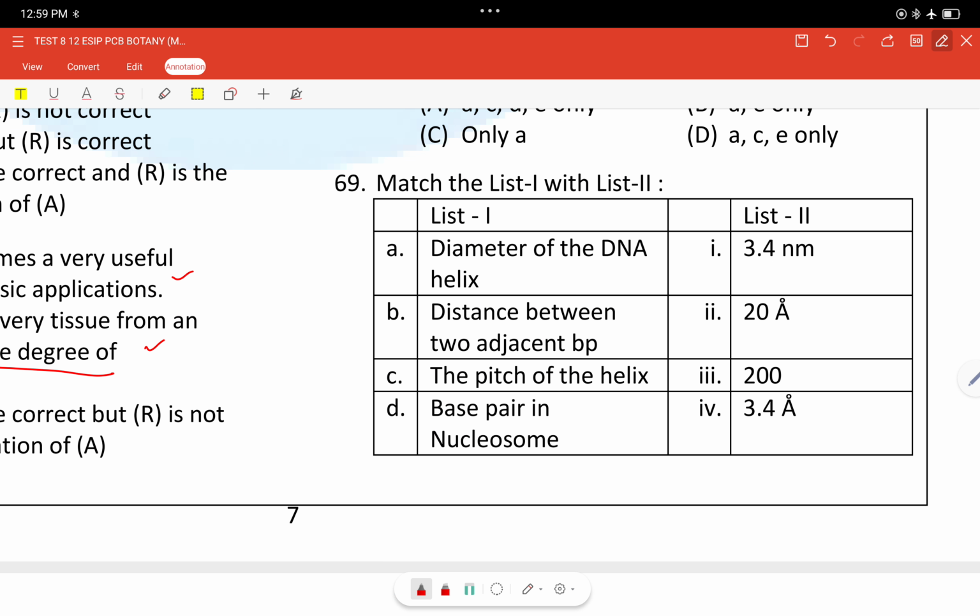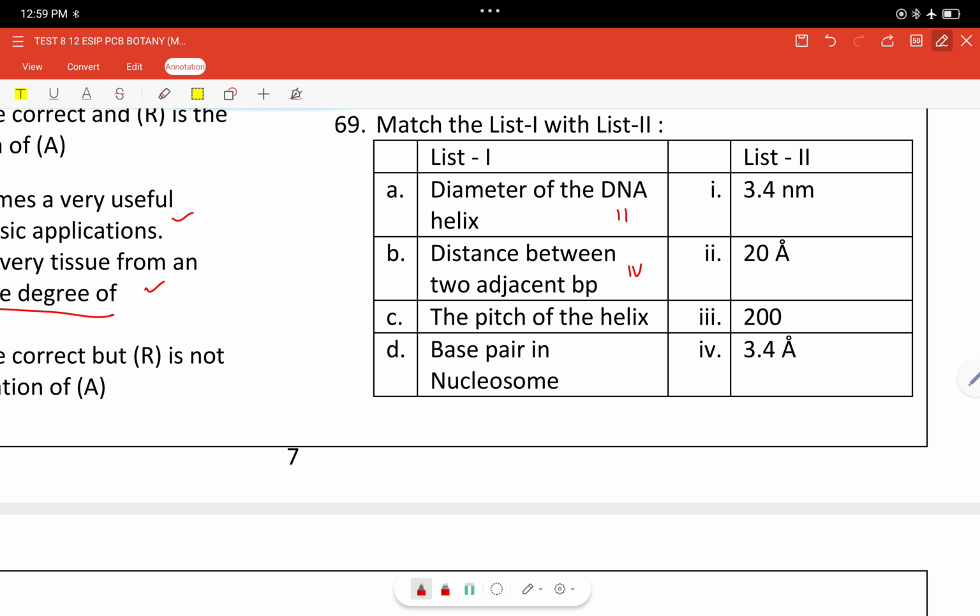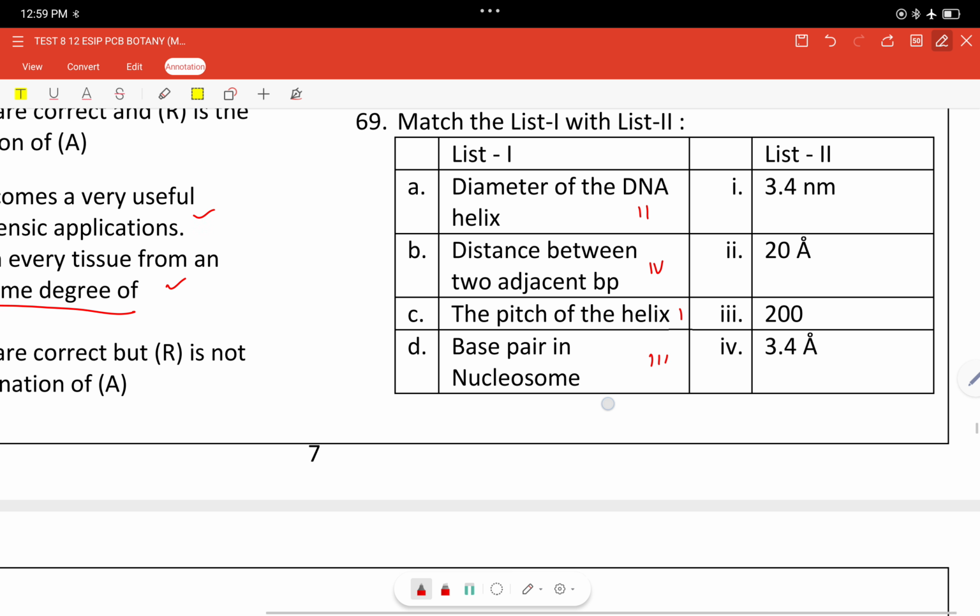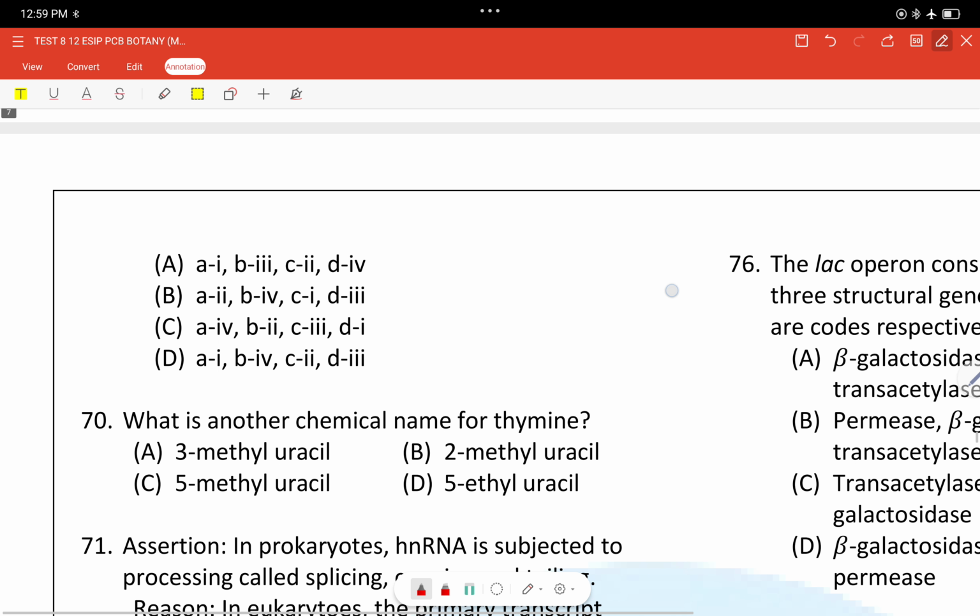Diameter of DNA is 20 angstrom. Distance between two adjacent base pair is 3.4 angstrom. The pitch of the helix is 3.4 nanometer. The base pair in nucleosome is 200. So the answer will be B.